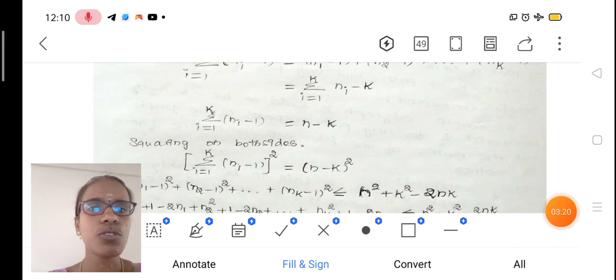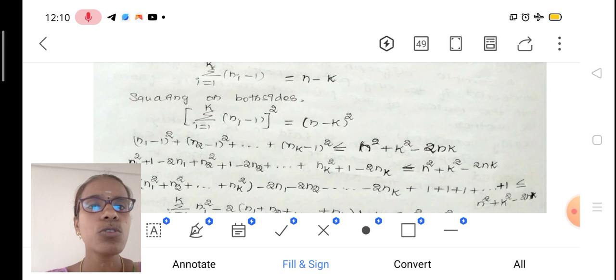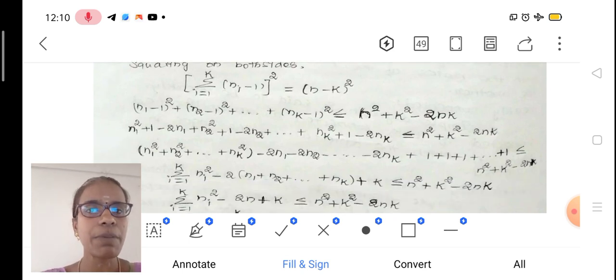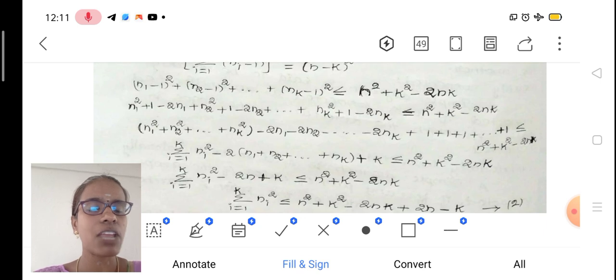Now we are going to square both sides. So summation (ni - 1) the whole square = (n - k) the whole square. Replace i as 1, 2, 3, etc. till k. So (n1 - 1)^2 + (n2 - 1)^2 + ... + (nk - 1)^2 is less than or equal to n^2 + k^2 - 2nk. Now expand the terms using (a - b)^2. So n1^2 + 1 - 2n1 + n2^2 + 1 - 2n2 + ... + nk^2 + 1 - 2nk, which is less than or equal to the same terms.